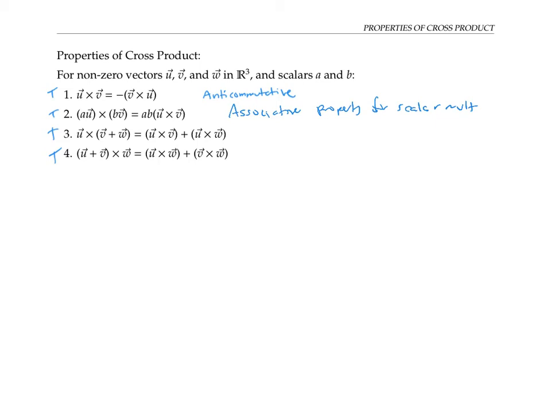Remember that the cross product just for 3 vectors is not associative, as we saw before. These last 2 properties are distributive properties. When we have u crossed with v plus w, we can distribute the u and get u cross v plus u cross w. Similarly, if you have u plus v crossed with a vector w, we can distribute the w, u cross w plus v cross w.